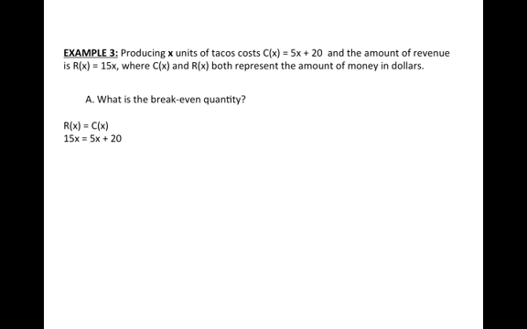So we subtract 5x from both sides, and we get 10x equals 20. If we've got 10 times x, to undo the times, we divide both sides by 10, and we get x equals 2. The break-even quantity is 2 units of tacos. So once somebody sells 2 units of tacos, that's when their revenue equals their cost. After that, they'll be making profit. Before that, they're losing money. So if this is going to be a viable business, they need to always sell 2 or more tacos.